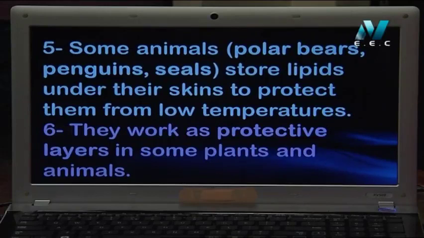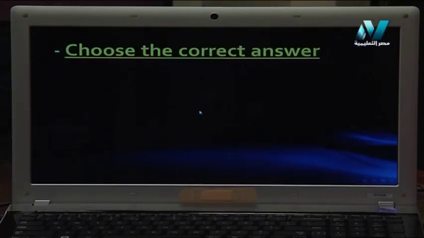Some animals such as polar bears, penguins, and seals store lipid under their skin to protect them from low temperatures. They work as a protective layer in some plants and animals. I discussed that with you. Aquatic birds or aquatic animals that live in polar areas need fat under the skin to protect their bodies from the low temperature. I have some questions. Let's discuss them together and try to answer them.